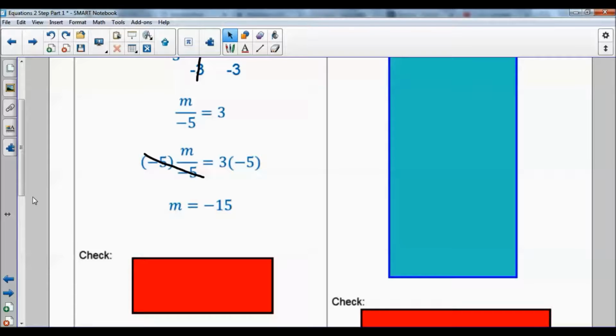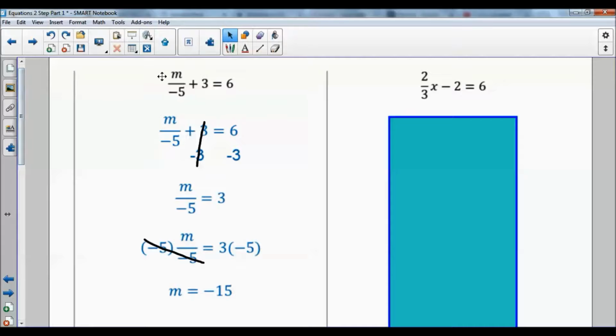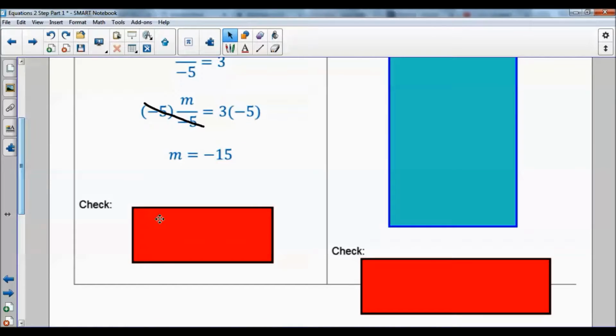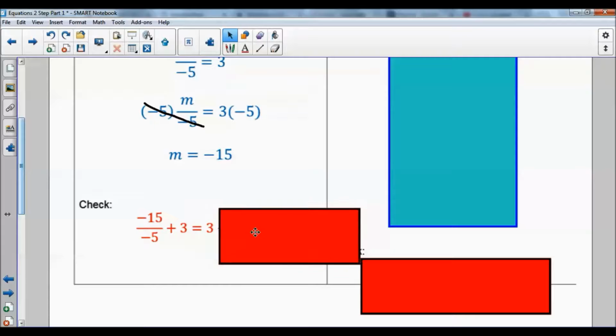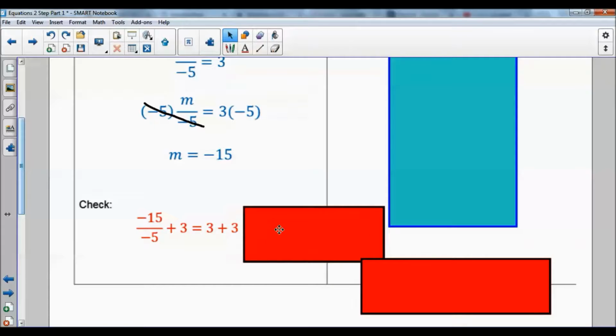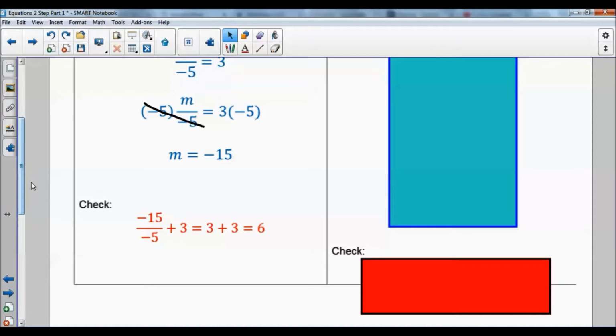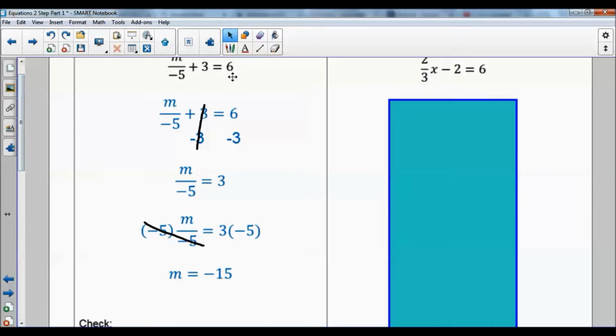Again, we can check our answer. If we look up here, we want to put in -15 for m. So we would have -15 over -5 plus 3. All we did was take this and plug it in. Order of operations, we're going to do division first. -15 divided by -5 is 3. Plus another 3 gives us 6. And if we look back up here, 6 was exactly what we wanted to get. So we did good.